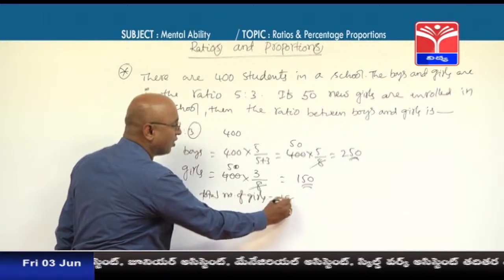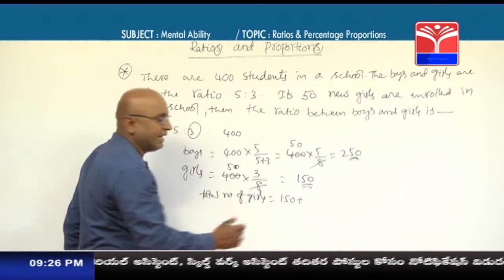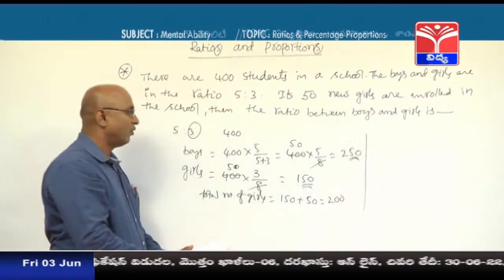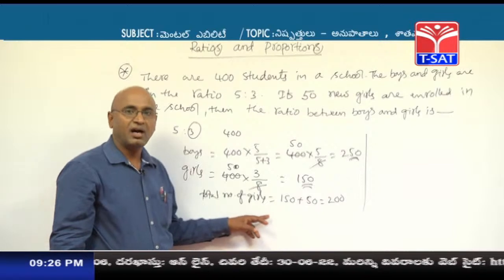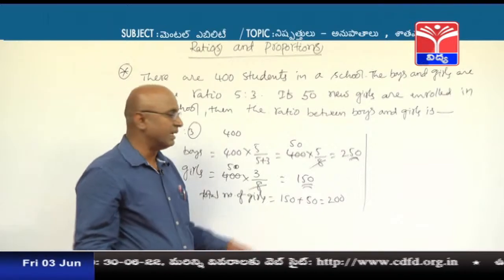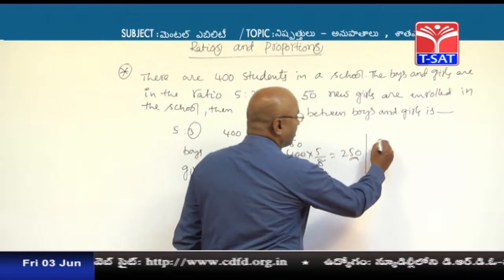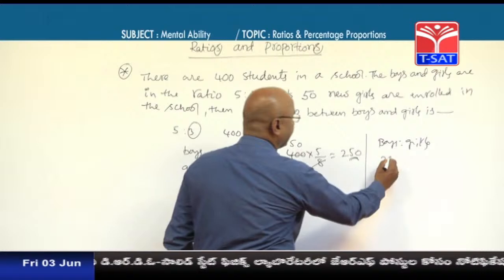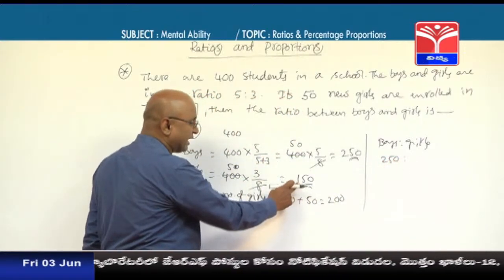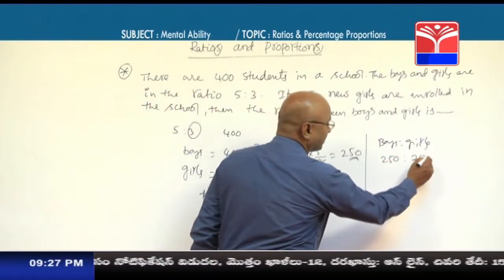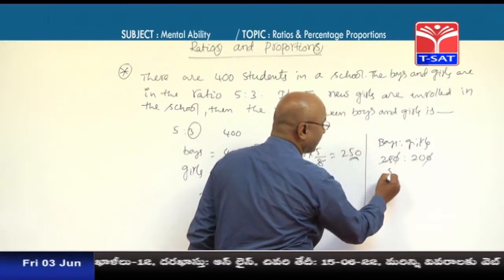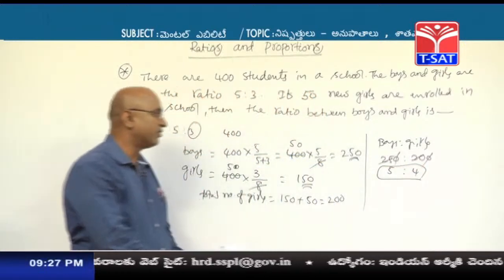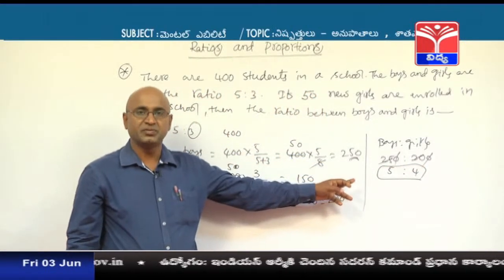Total number of girls is equal to 150 plus additionally added 50, that is equal to 200. Now what he wants: what is the ratio of boys and girls after the enrollment of 50 more girls? That is, boys is to girls is equal to 250 is to 200. 5 5s are 25, 5 4s are 20. So the new ratio of the boys and girls is 5:4.